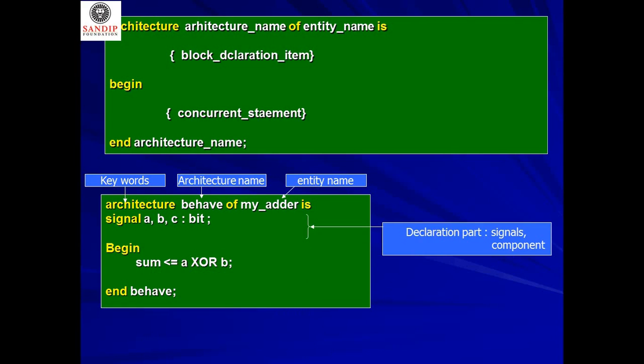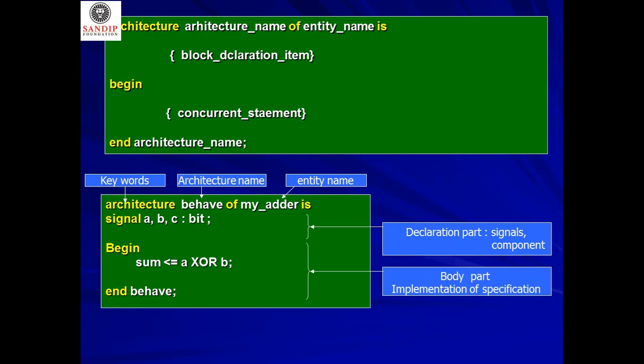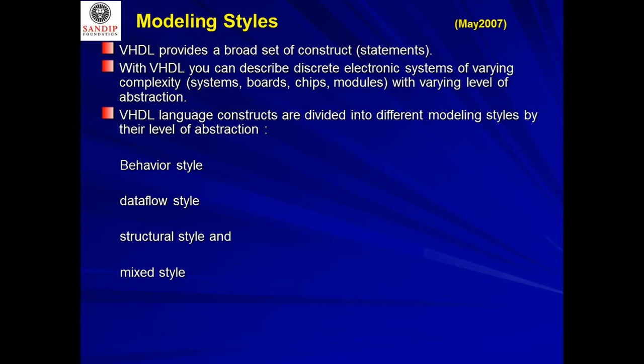Here you can see architecture is a keyword, which is an inbuilt construct. Behave is the architecture name. my_adder is the entity name. Signal is the declaration part. Then the body part contains the concurrent statements.